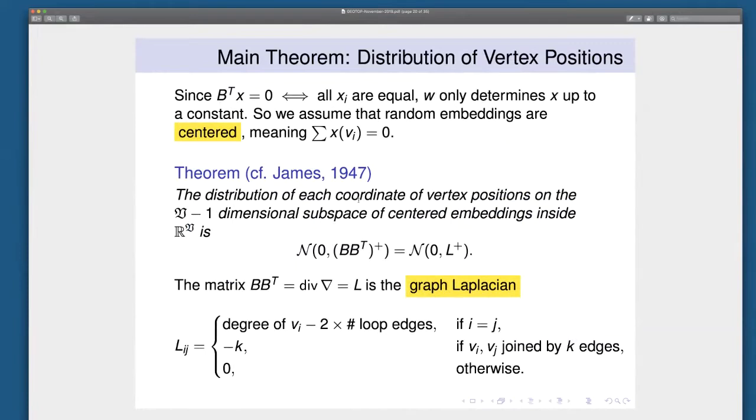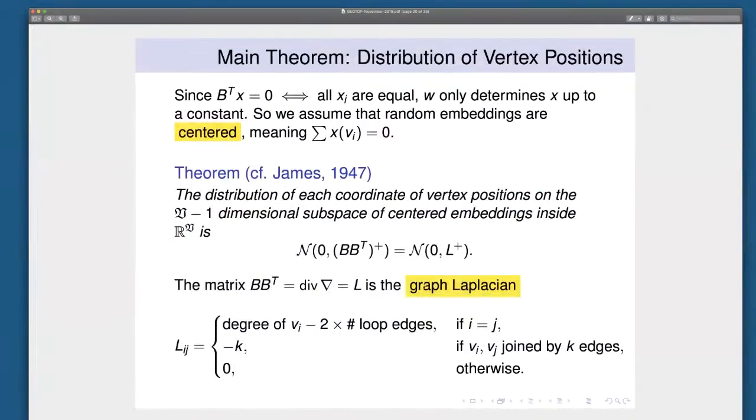This is true for each coordinate independently. So if we're embedding into R3, we pick the X coordinates from this normal, then the Y coordinates independently from this normal, then the Z coordinates independently from this normal, and then those triples are the positions in space.